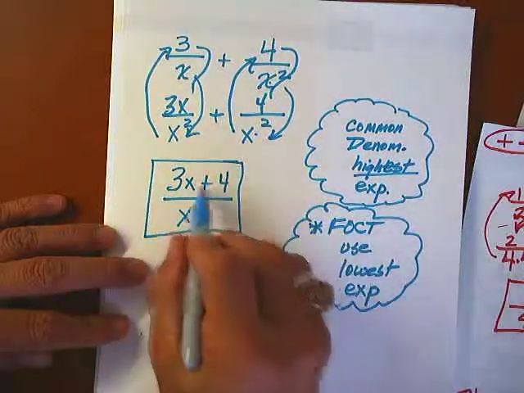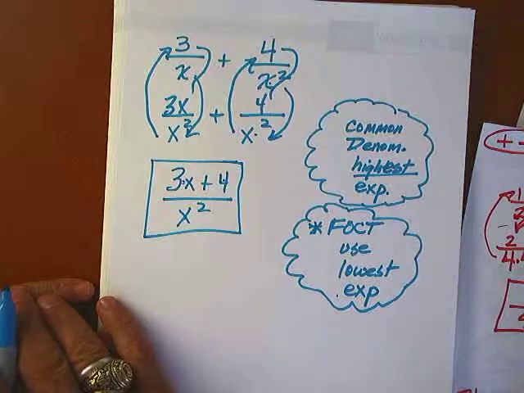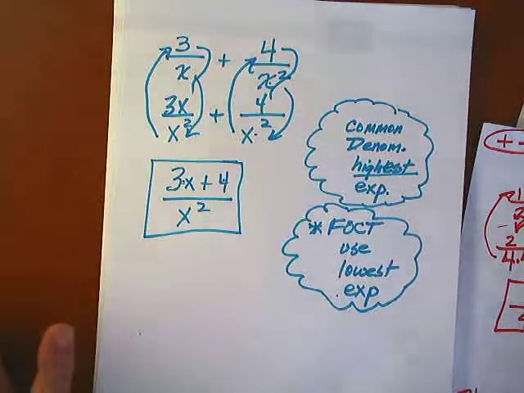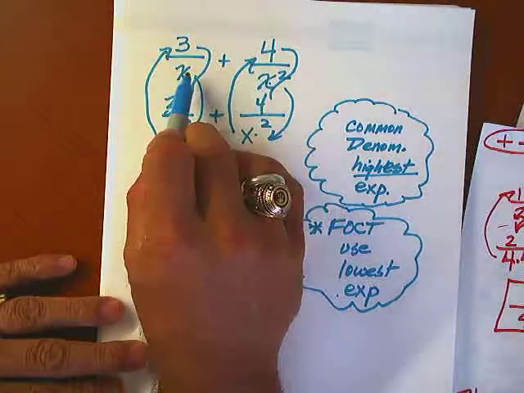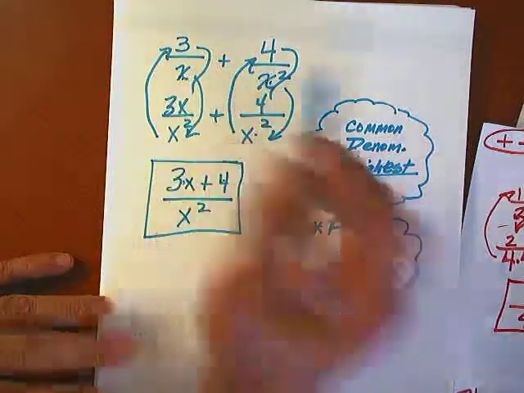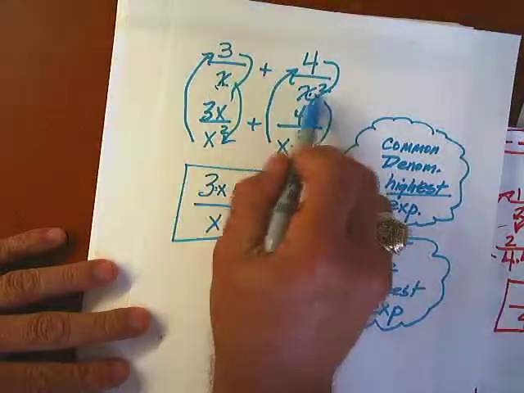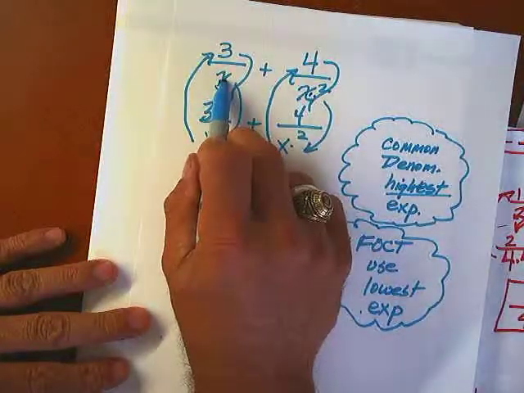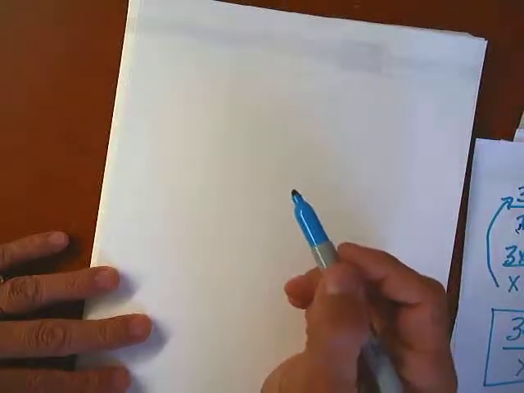And x will go into x squared. X times 3 is 3x. X squared will go into x squared one time. 1 times 4 is 4. Your final answer is 3x plus 4 over x squared, and you cannot cancel because these two are married. And that's a pre-algebra problem.